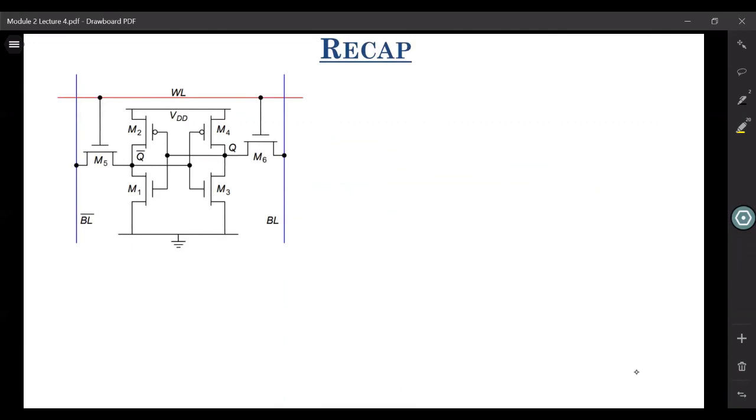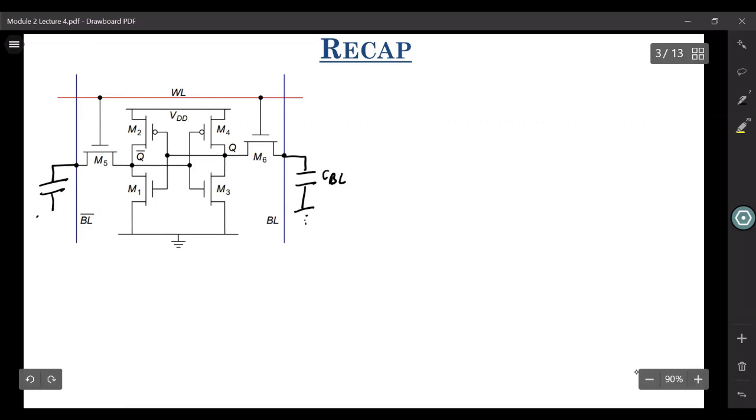So another way of looking at this SRAM cell is something like this. So you have this CBL, then you have this CBL bar, which are basically coming because of the line resistances, the parasitic capacitances of all these SRAM access transistors, and also the input capacitance of your pre-charge circuitry and your sense amplifiers. So all this is contributing to your CBL bar and CBL.